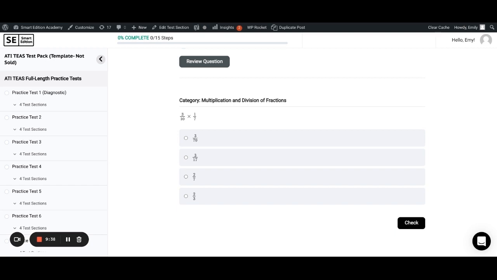The next question, we're going back to the multiplication and division of fractions. The problem wants you to divide 3 over 10 multiplied by 1 over 7. The correct answer is A, 3 over 70.